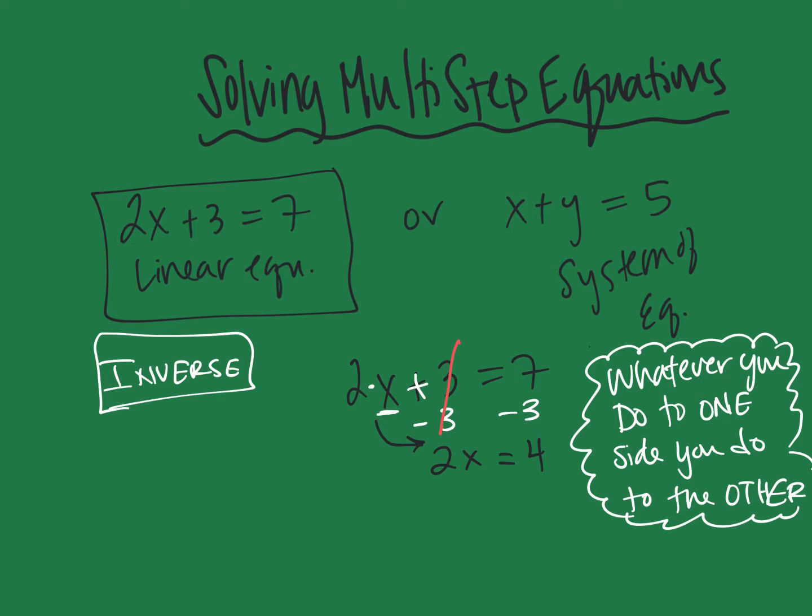Now I want to undo multiplication, and the inverse of multiplication is to divide. So we're going to divide both sides by 2. So x is equal to 2.